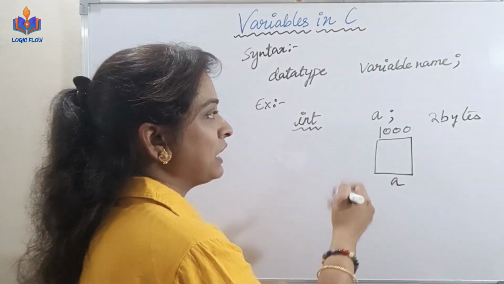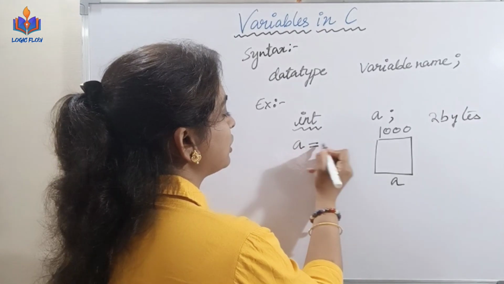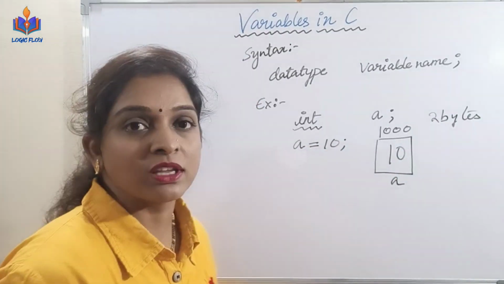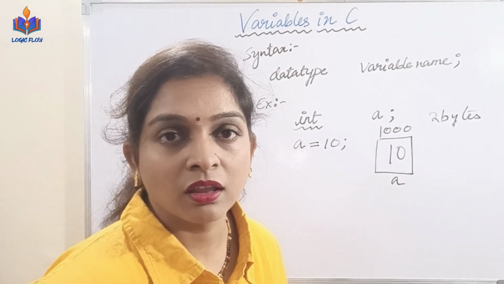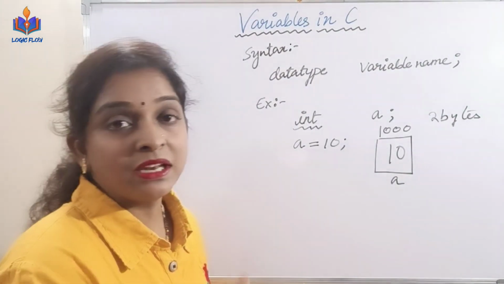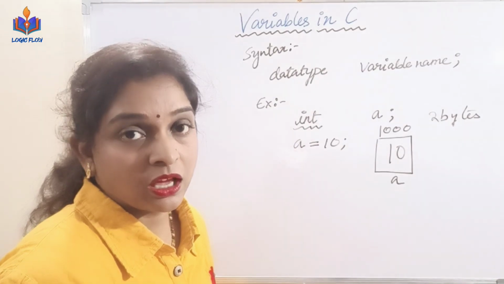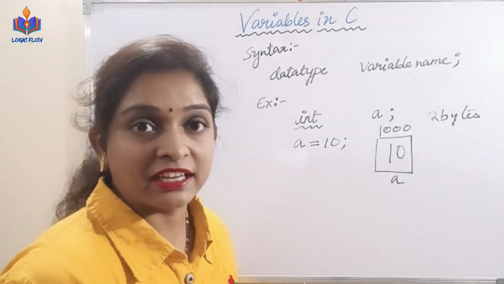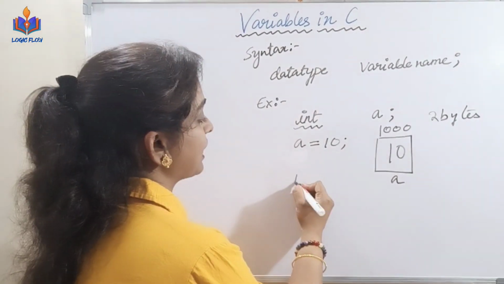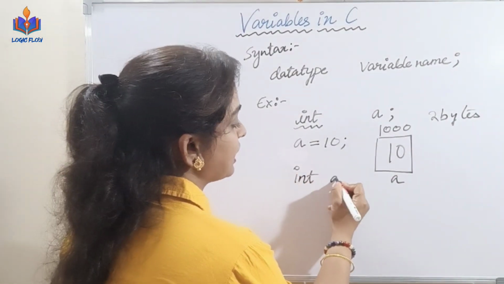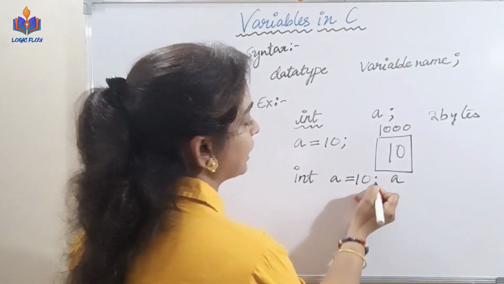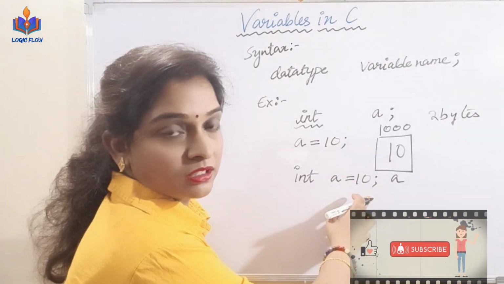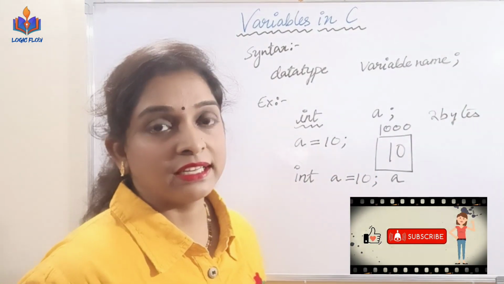How can I store the value? I can say a equal to 10 in the next line. So I say 10 is stored in this memory block. This is the variable declaration statement. I can also initialize the value in the declaration line itself. How can I do that? I can say int a equal to 10. So this is a declaration cum initialization statement. So this is how we are going to declare a variable.